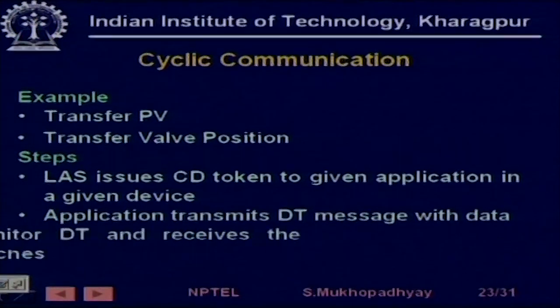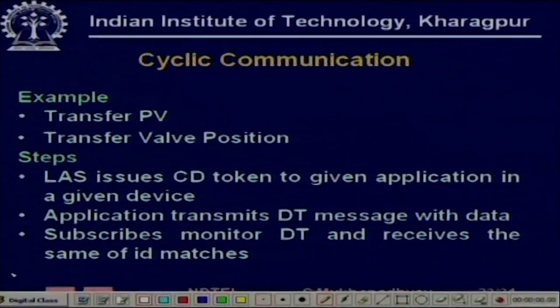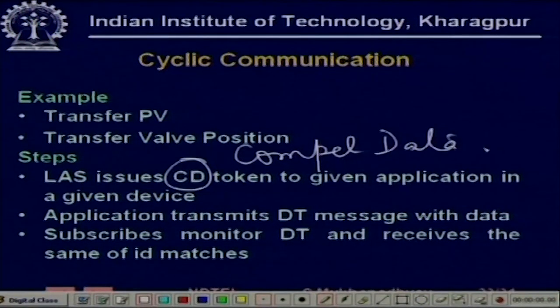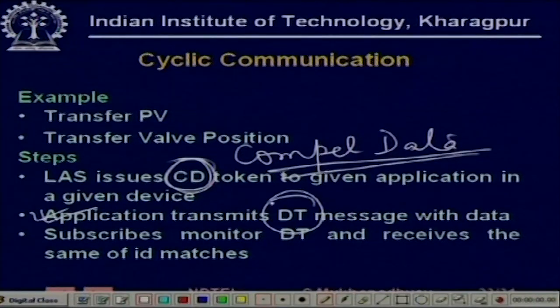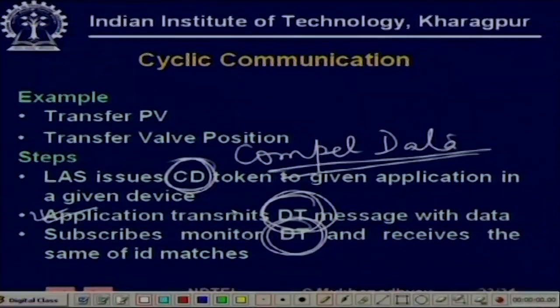If there is cyclic communication, the link active scheduler issues a CD, or compel data, token to a particular device. Once the compel data token is given, the device to which it was issued must respond with a data token. This is sent on the bus, and all the devices are all the time looking for the data. The device which needs the data will receive it, take it, and then use it.